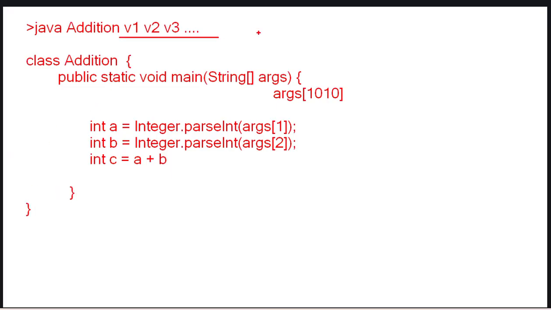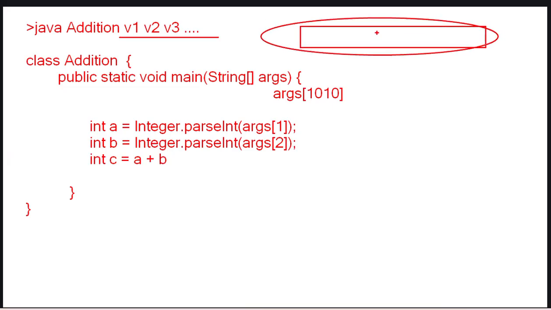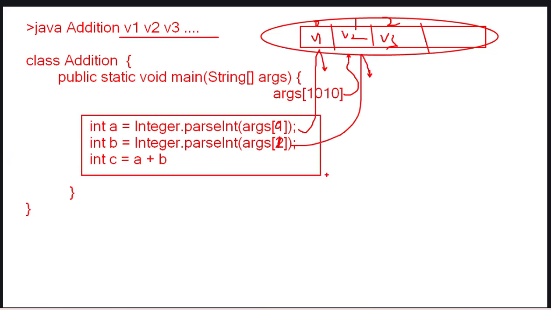Now here, with the 3 values, in the background the JVM creates an array object with indexes 0, 1, 2. The given values are stored here and args is pointing to this array object. This is 0, this is 1. Reading first value, reading second value. Okay, fine. Now tell me, what are the rules in calling a command line arguments application?